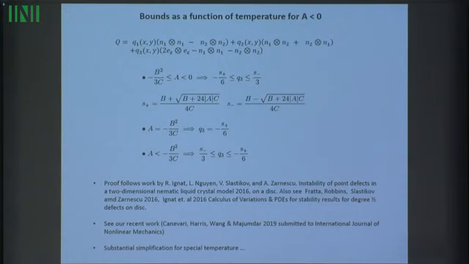Now you can go a bit further. We can actually prove bounds for Q3 as a function of the temperature A, and this particular proof actually follows quite closely work done by Ignat, Nguyen, Slastikov, and Zarnescu, who were working on a disk.